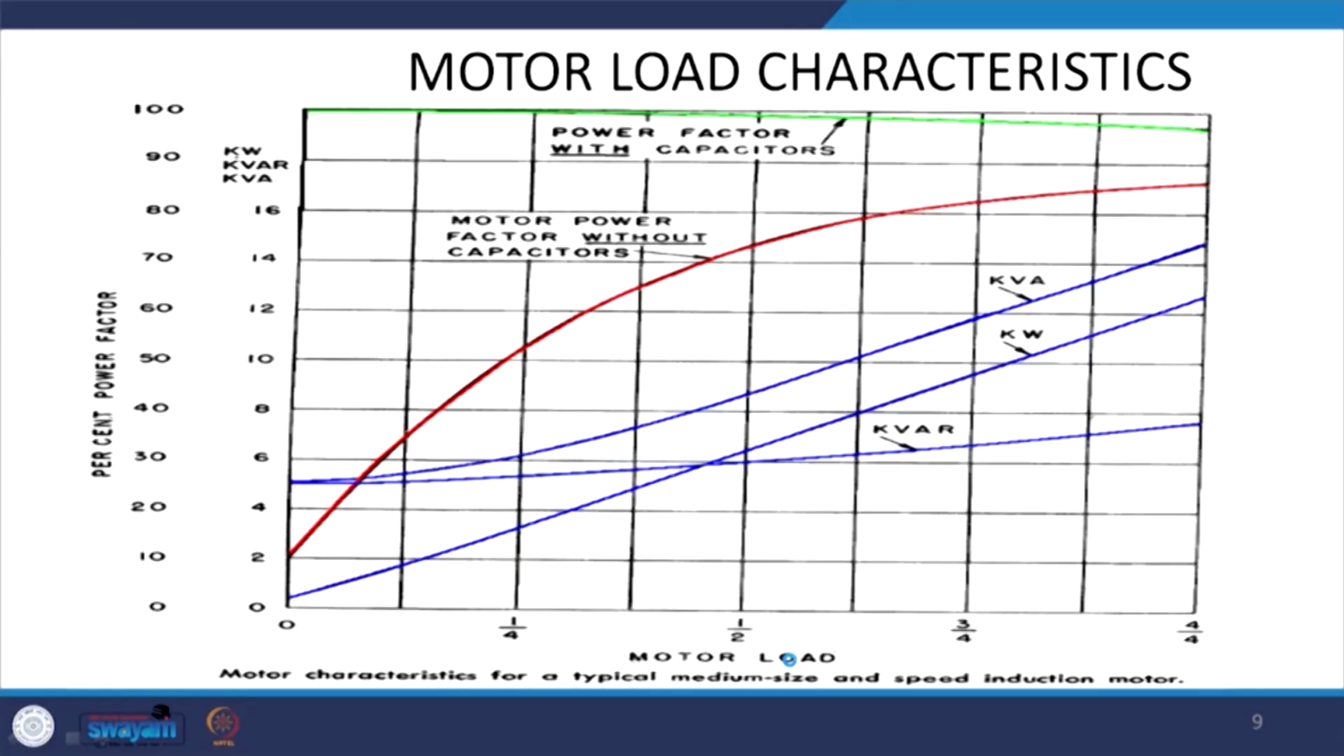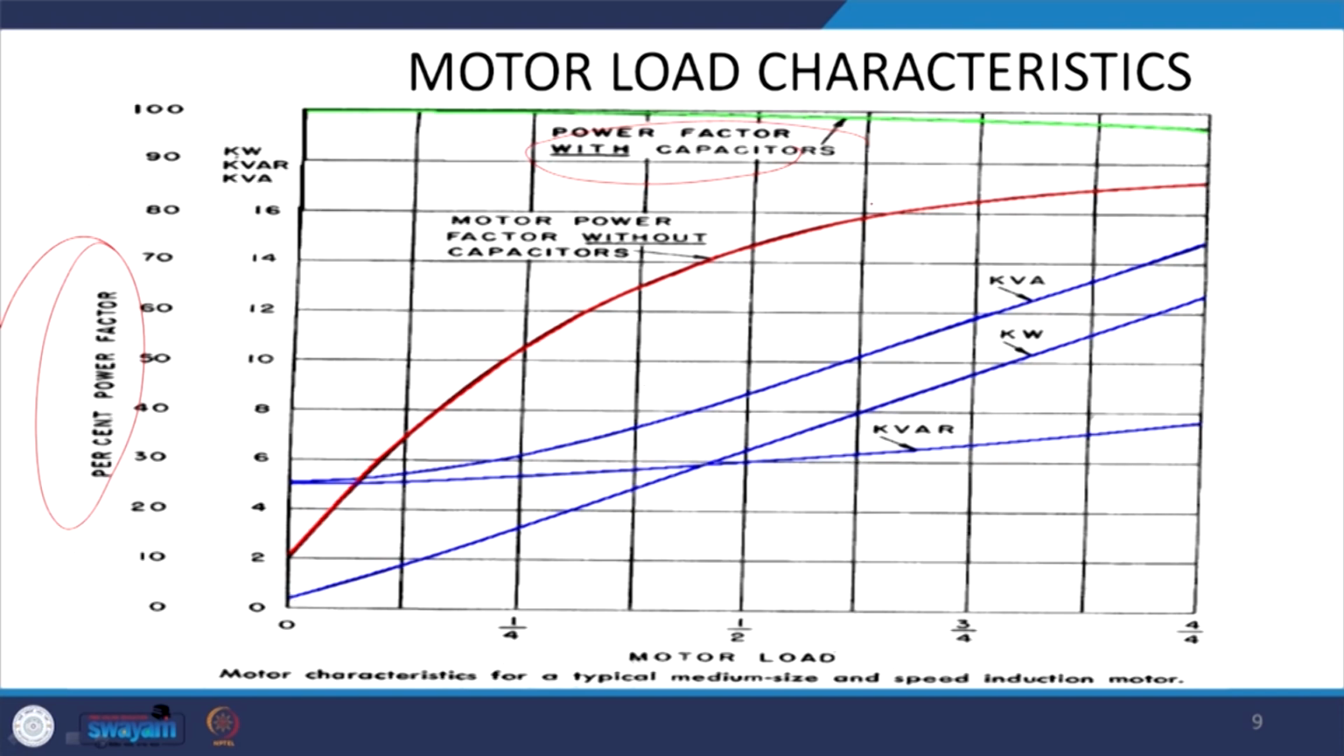This is the motor load characteristic, this is the percentage of the power factor, where power factor 1 is marked as 100%, and you can see that this is a motor load, and this is the power factor with the capacitor, and we can almost get 100% or 1 power factor, and this is the motor power factor without capacitor.